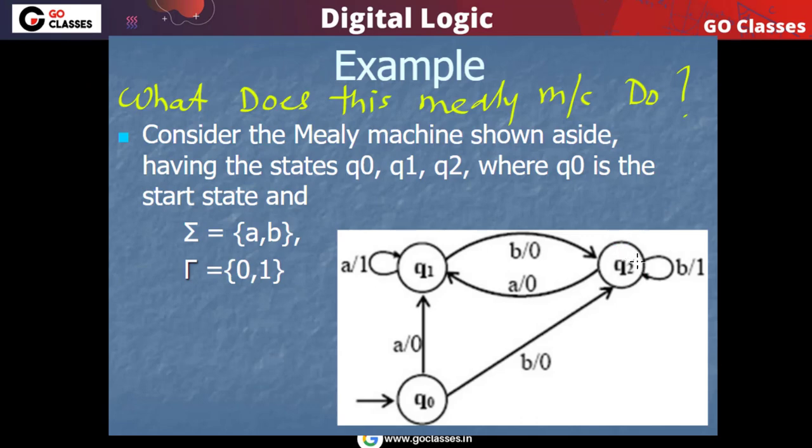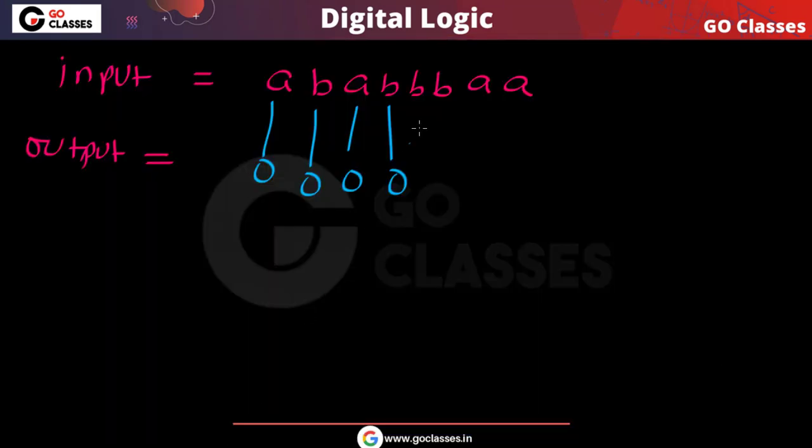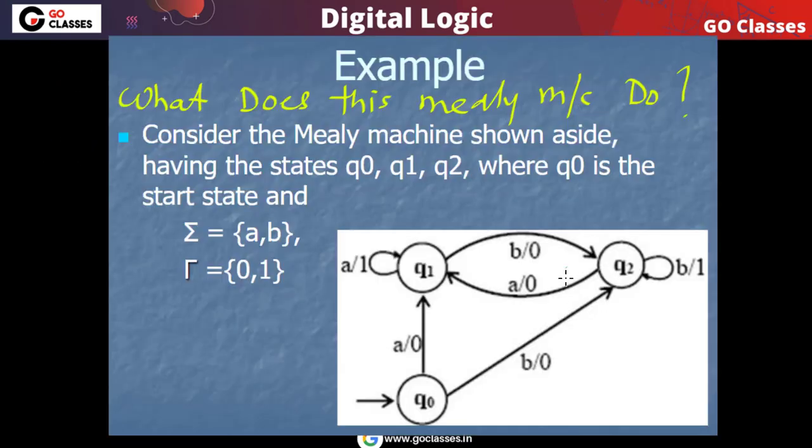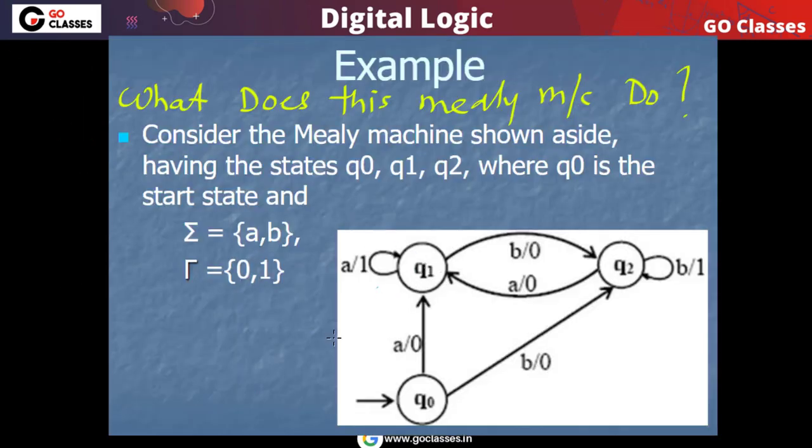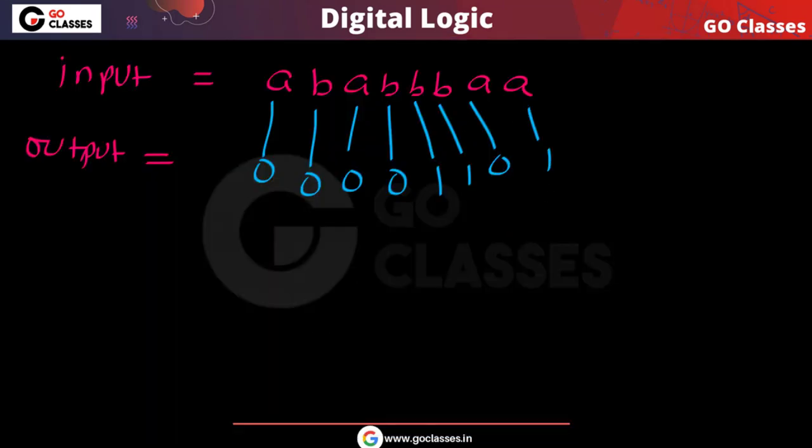In this state Q2, if you see B, then the output will be 1. Now here output will be 1. And then if you see A, output will be 0. And if you see A in this state Q1, then the output will be 1. Okay, so this is the idea.